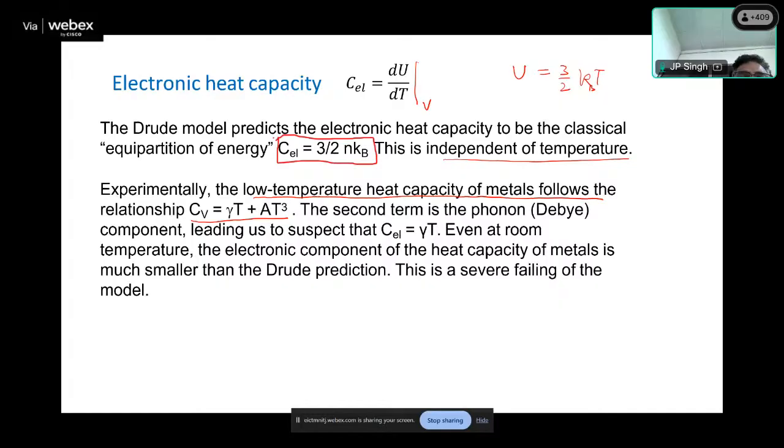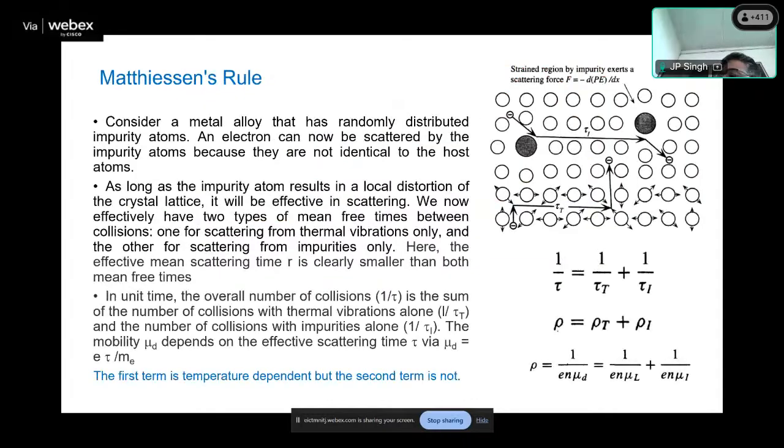Also, the value found experimentally at room temperature for the electronic component of the heat capacity of the metal is much smaller than the Drude prediction. So this was a severe failing of this model, and we need to go further. The next model was the Sommerfeld model, but maybe we will discuss that later, if time permits, some portion tomorrow.